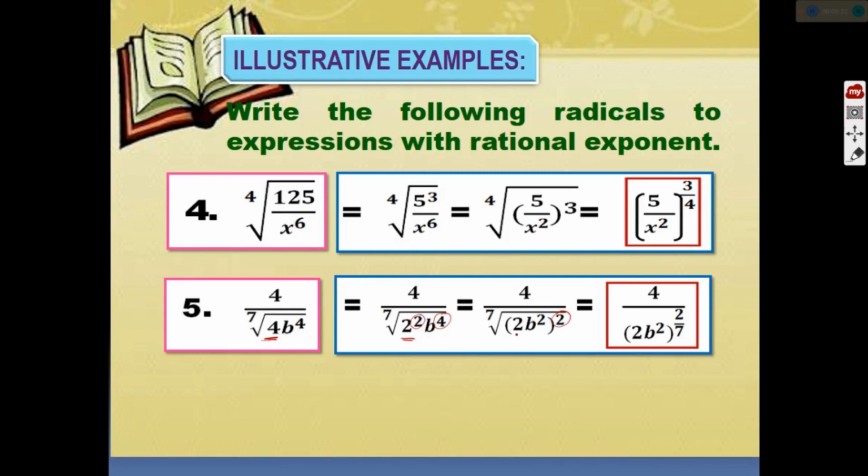So, para makuha yung exponent na matitira sa loob ng parenthesis, i-divide nyo lang po. 2 divided by 2 ay 1. Kaya 2 raised to 1. Invisible na po yung 1 na exponent. B to the 4th power, yung 4, divide nyo by 2. So, it became 2b squared na po. So, the final answer will be 4 over, kopyahin nyo po itong base, the quantity of 2b squared raised to 2 over 7. Okay, so that's it for writing radicals to expressions with rational exponents.